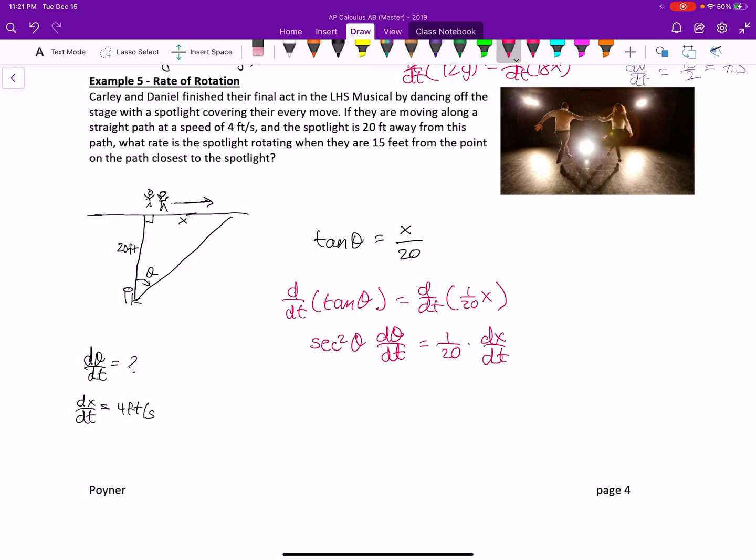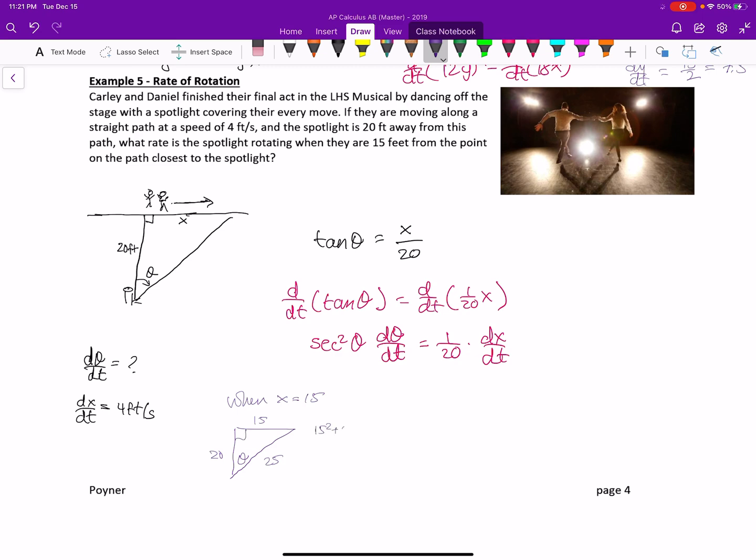Now we're ready because we have the equation. We want to know when x is equal to 15. I'm going to draw a right triangle: this is 20, this is 15, and this is my θ. I have to find secant squared, so I'm going to need the hypotenuse, and I'll use the Pythagorean theorem. I think it's a 3, 4, 5 triangle, so this would be 25.